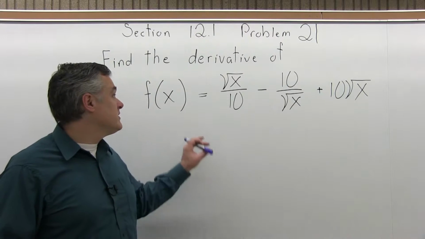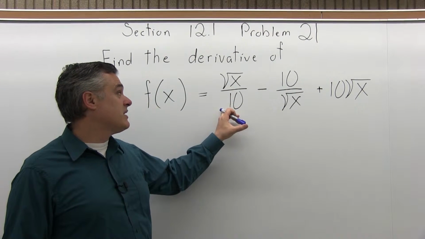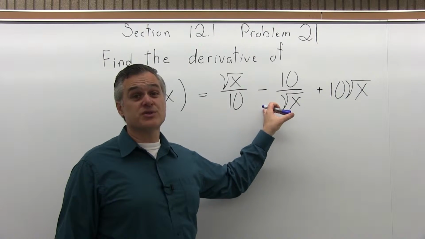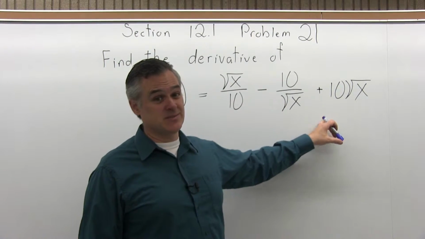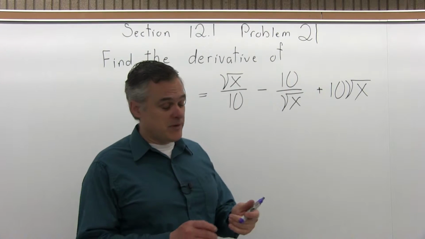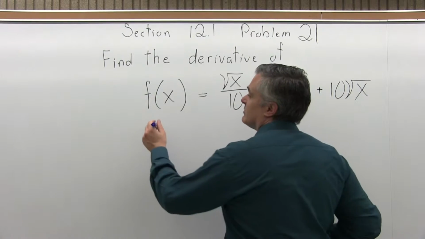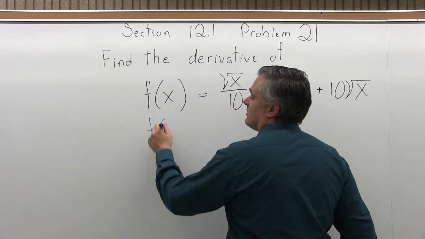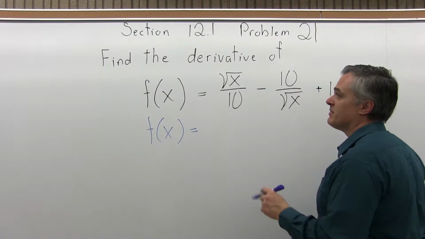It says find the derivative of the function f of x equals square root of x over 10 minus 10 over square root of x plus 10 times the square root of x. So to start this problem off, the first thing we have to do is get rid of the square root. The square root symbol does not fit with our formula of the exponent comes down times the number in front, you reduce the exponent by 1.